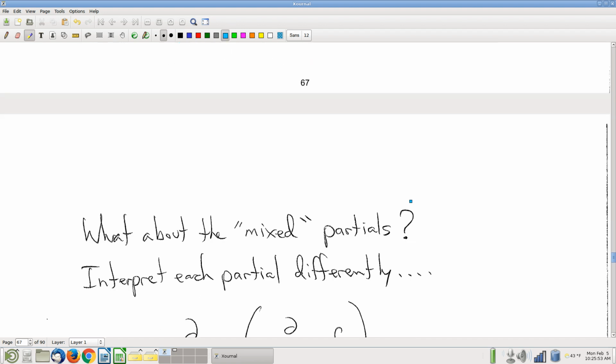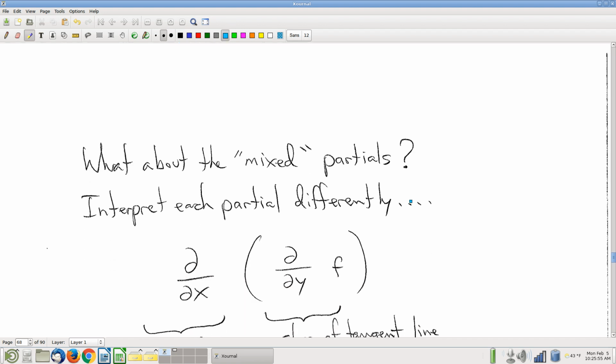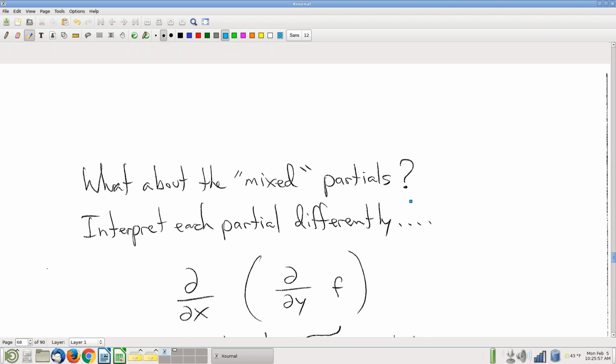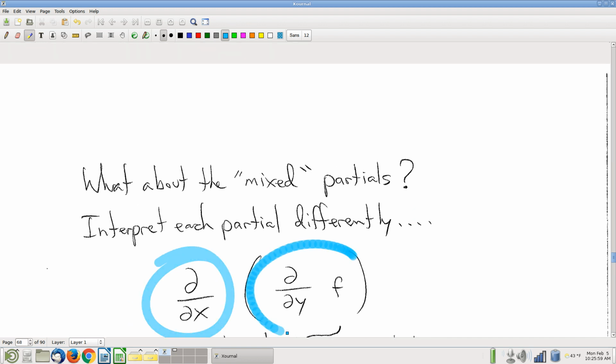Where it gets a little confusing is, what if you have mixed partials? So what if we take the x partial of the y partial of f? Now here we don't get the advantage of just being able to say like we did previously, it's all in one cross-section. Because it isn't. This is very weird, but when we're looking at these y partials to start with, we're looking at planes where x is fixed.